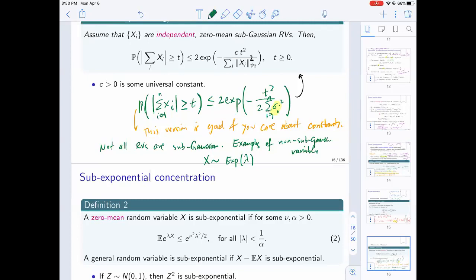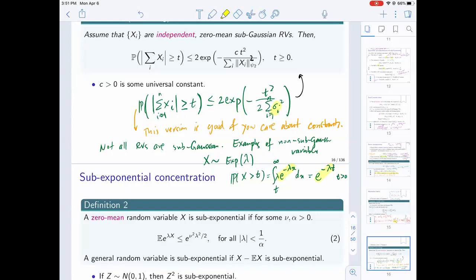One way to see it is the intuition. Let's say the probability that X is bigger than t is the integral of lambda e to the negative lambda x dx, which is what? e to the negative lambda t, for t bigger than zero. That's the density of the exponential. Oh, sorry, this is minus, so we have to integrate from t to infinity. Right, then it's correct. So this is the tail.